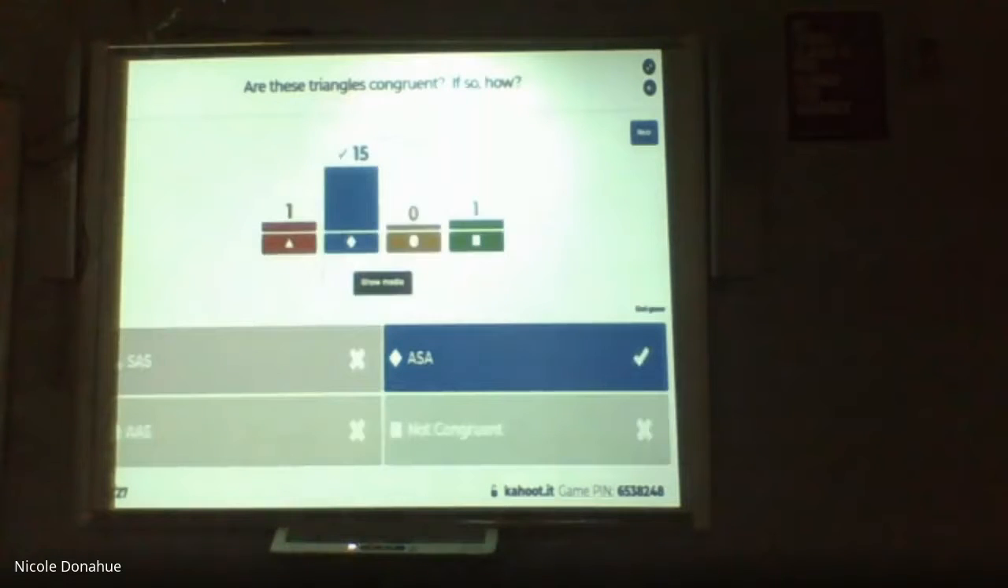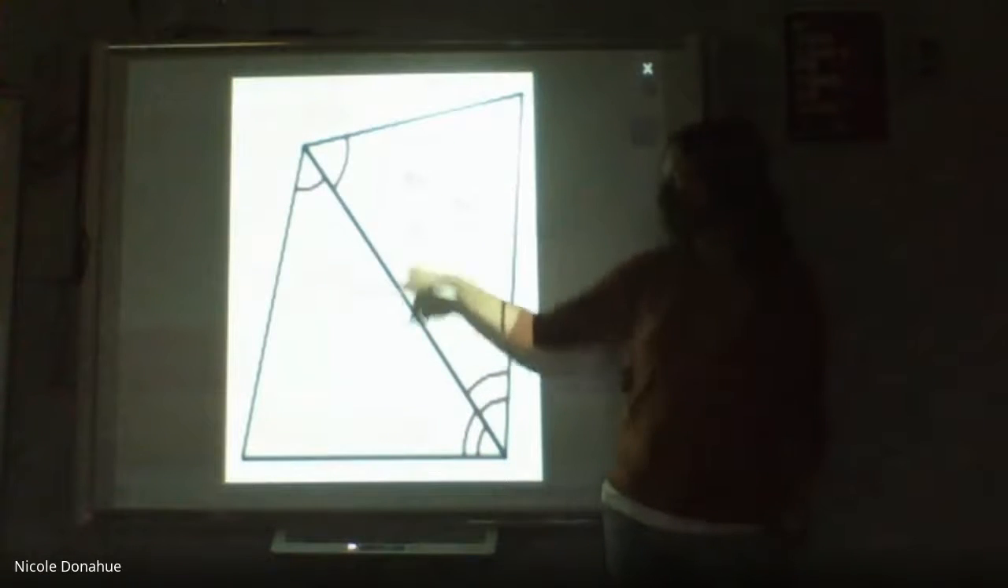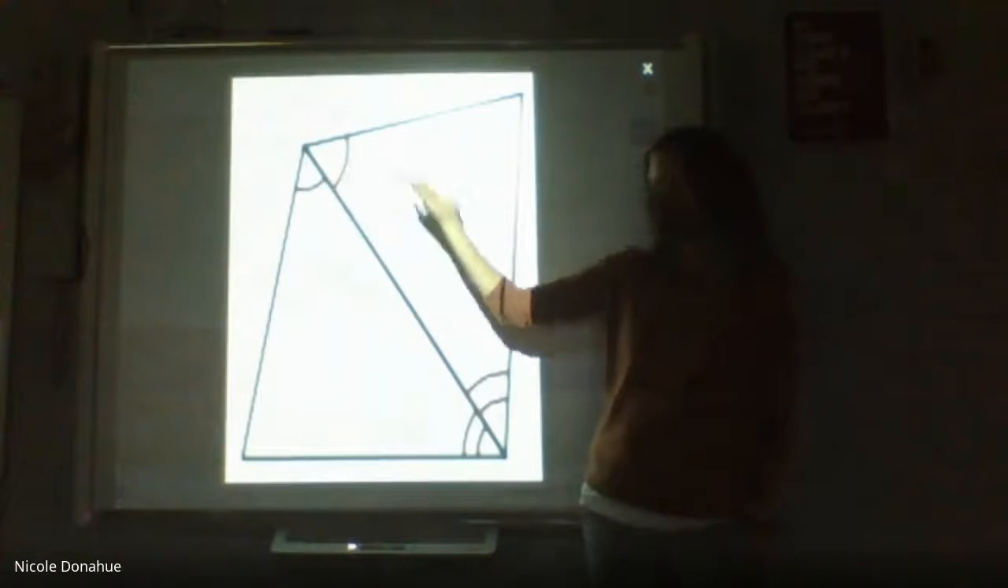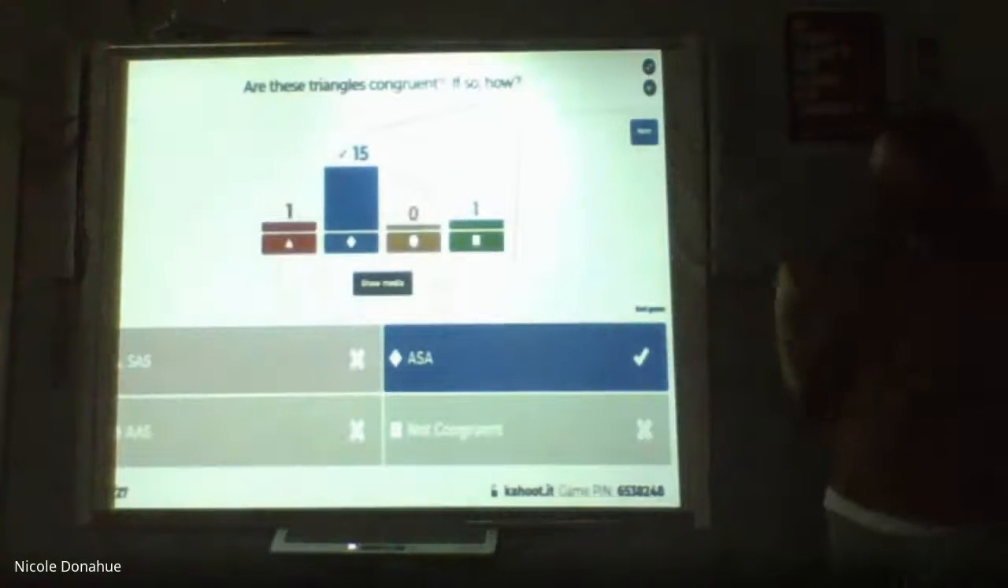So it's the shared side. So angle, side, angle. I know it's weird that they're on the same side as one another. That's okay. They can kind of flip over and mirror. Even if it doesn't look like it, if it's marked, we assume it is.